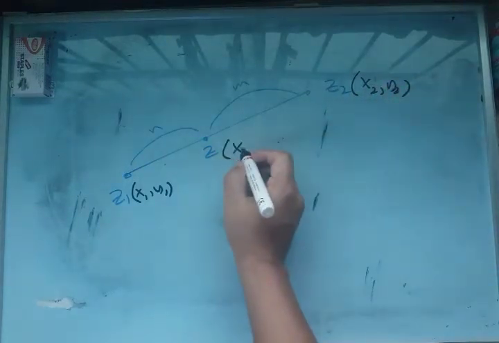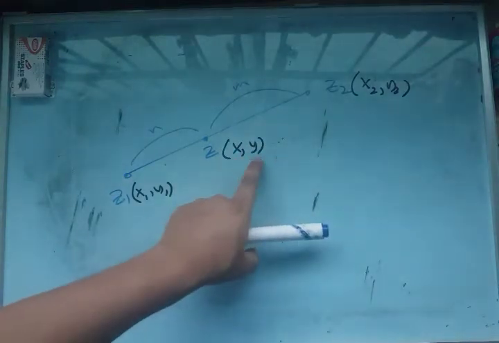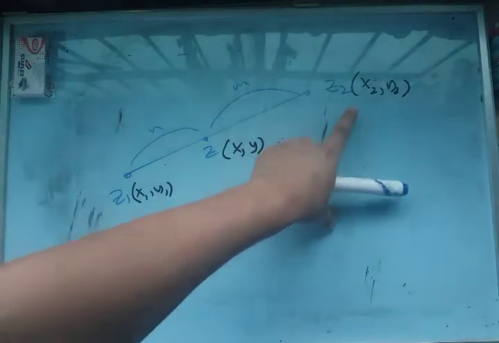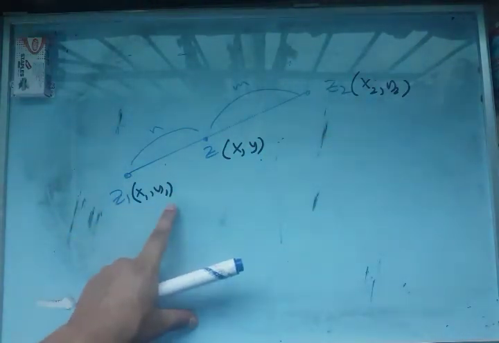and I'm gonna name this x comma y. So this complex number is given by x and y, which means x plus iy. So this is x2 plus iy2. This is x1 plus iy1.